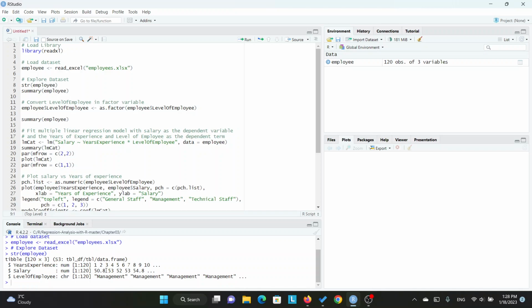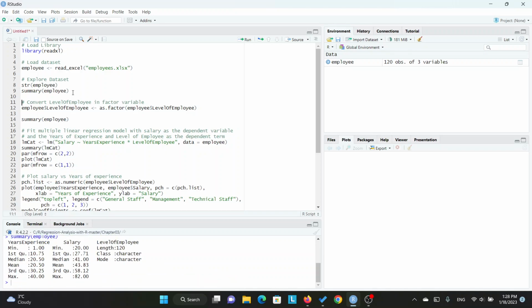The level of employee is what level of job the individual has in the organization. For the level of employee, we have management, general staff, and technical staff. To look into that further, let's run the summary function on employee. Again we have three variables: years of experience, salary, and level of employee. But level of employee is considered a character variable, and we don't want that. We want it to be considered a factor variable with three different levels.